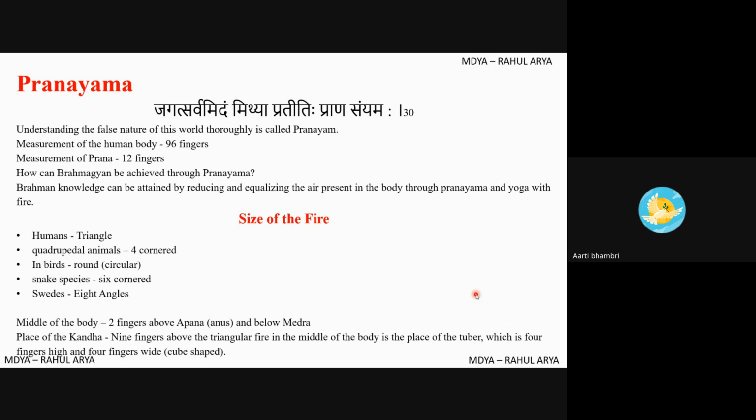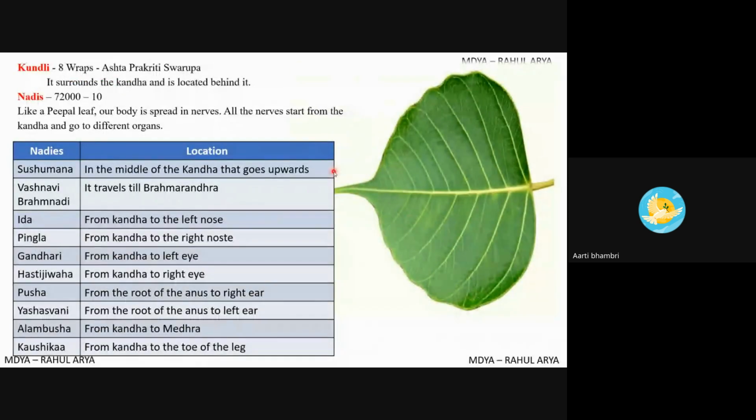In humans it is a triangle. In quadrupedal animals it is four-cornered. In birds it is round, circular. In snake species it is six-cornered. In Swedas, that is, those created by sweat, it has eight angles. In the middle of the body, two fingers above the apana, that is the place of the anus, and below the medra, is the place of the kanda. Nine fingers above the triangular fire, in the middle of the body, is the place of the tuber, the place of the kanda, which is four fingers high and four fingers wide, cube shaped. This is the place of the kanda.